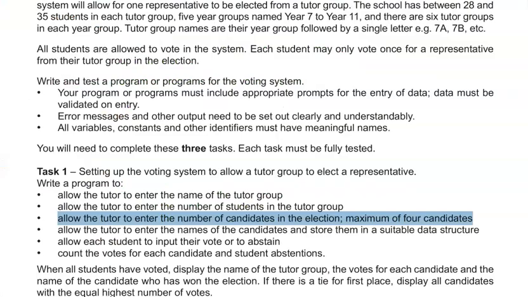So now we can move on to the next part, and it says allow the tutor to enter the number of candidates in the election, a maximum of 4 candidates. Now it doesn't say a minimum number of candidates, but if you think about it, we're probably going to check, make sure that there's at least 2 candidates, because if there's only 1 candidate, there's no point in holding an election because that candidate will automatically get in. And that's the case with any kind of election. So actually what we're going to do is exactly the same as those first 2 things. We're going to have the code to check to make sure that they enter a number between 2 and 4.